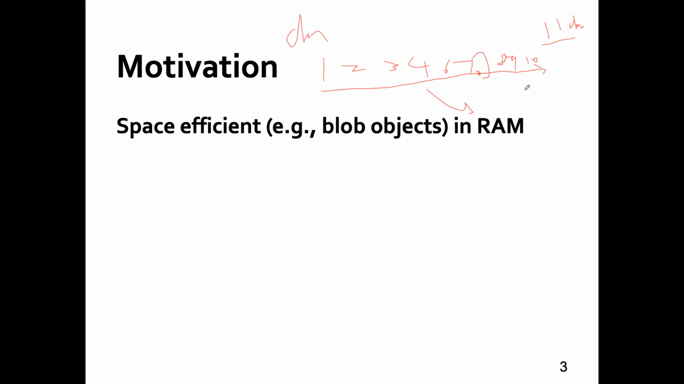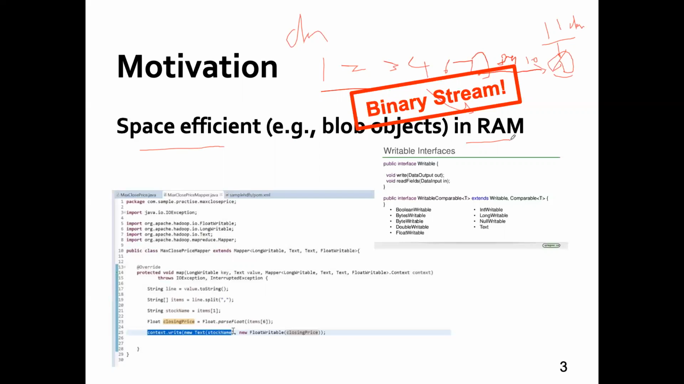Not double. Each one is, yeah, 4 bytes. So it's 4 versus 11. So a binary stream is much more compact. It's space efficient even in memory. So this is usually a binary stream, otherwise it doesn't make too much sense.